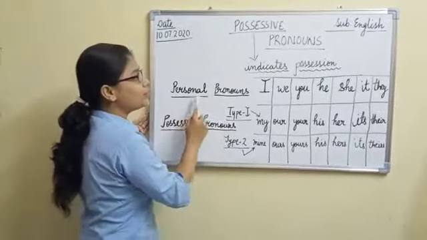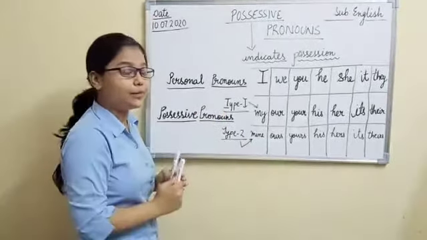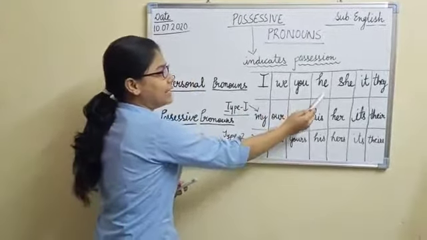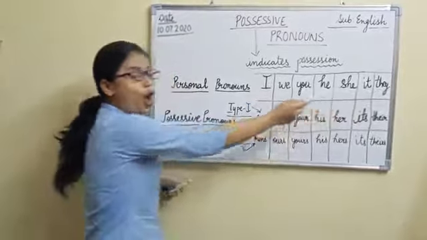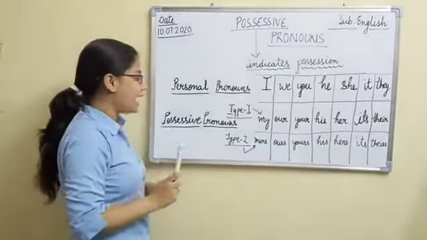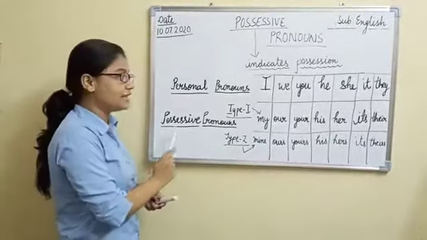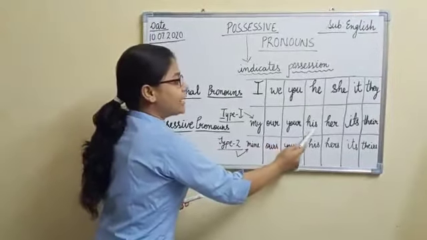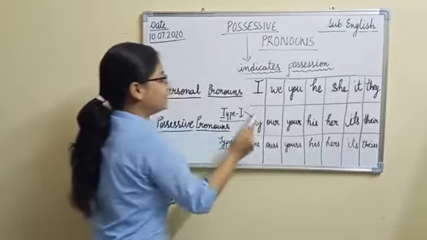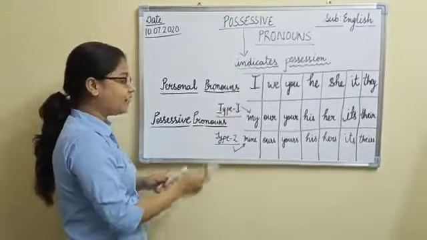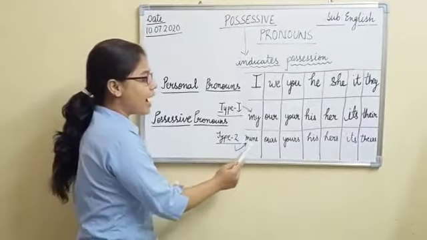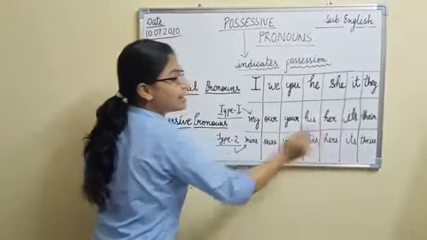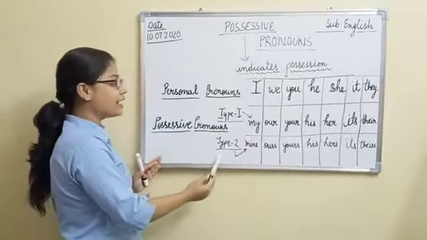So, just now I talked about personal pronouns. What are personal pronouns? I, we, you, he, she, it, they. All these are personal pronouns. And if we talk about possessive pronouns, then we have type 1: my, our, your, his, her, its, their. And if we talk about type 2, then we have mine, ours, yours, his, hers, its, theirs. These are type 2.